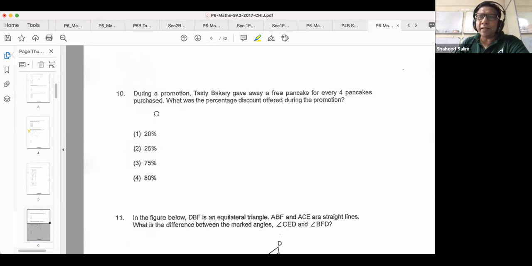Some of you say, where is the percentage? The percentage is in the free pancake. Imagine you buy 5 pancakes. You're only going to be charged for 4 pancakes. So that is the percentage we are looking at. So I'm going to write on here. What is the percentage discount for buying 5 pancakes? That's what they are asking.